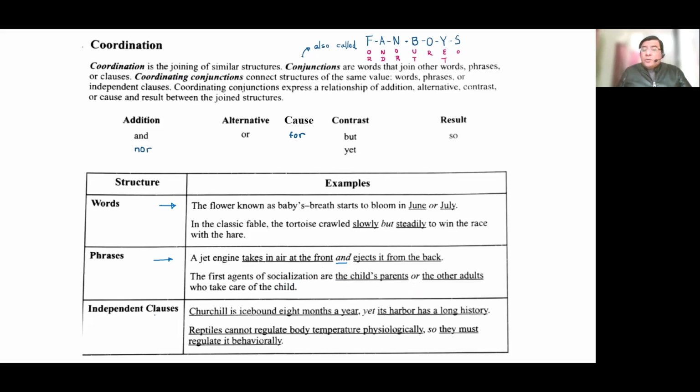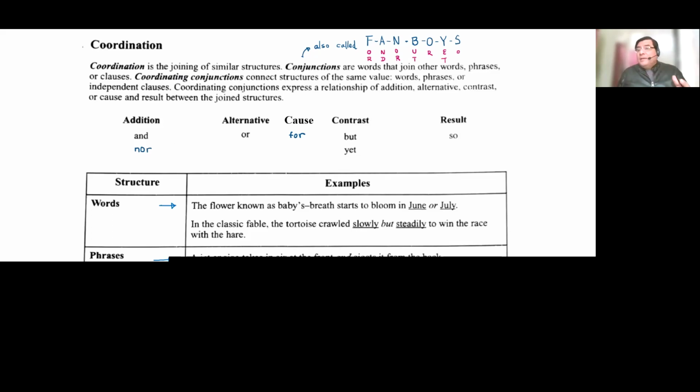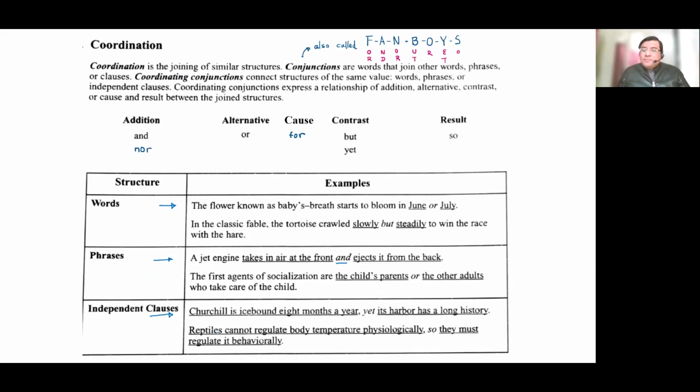But the most interesting role for coordinating conjunctions is when they connect independent clauses to form a compound sentence. For example, Churchill is icebound 8 months a year, yet its harbor has a long history. Talking about this sea town of Churchill. First, it is said that the place, this location, is icebound 8 months a year. And another piece of information is added, but in a contrasting way. Say that the harbor of Churchill has a long history. So, despite the fact that Churchill is covered by ice, right, yet the harbor is very well known. So, yet here has a similar meaning to but, producing contrast between these two clauses.